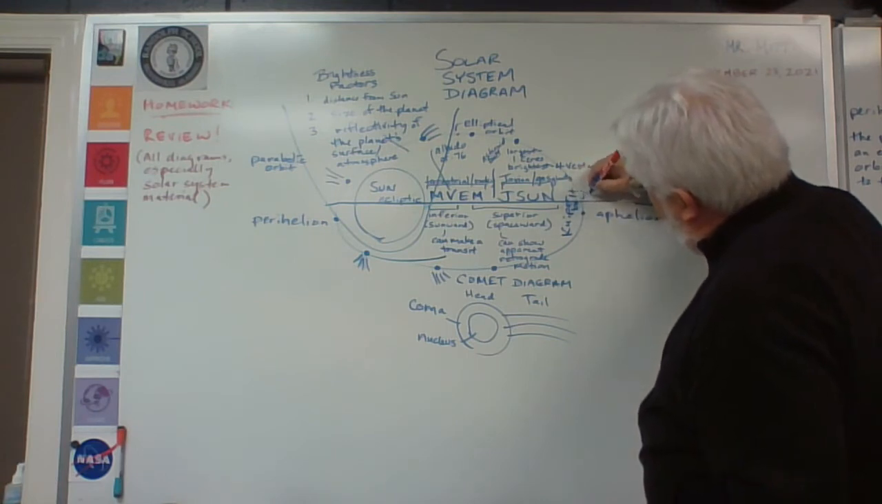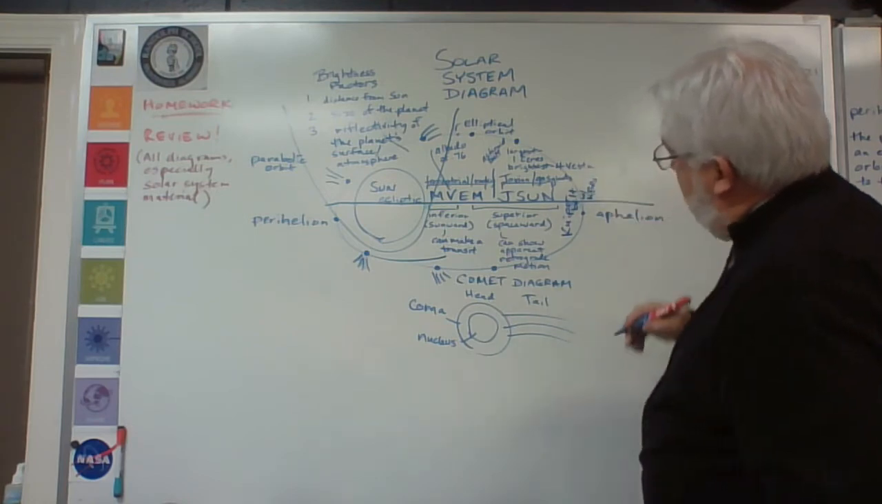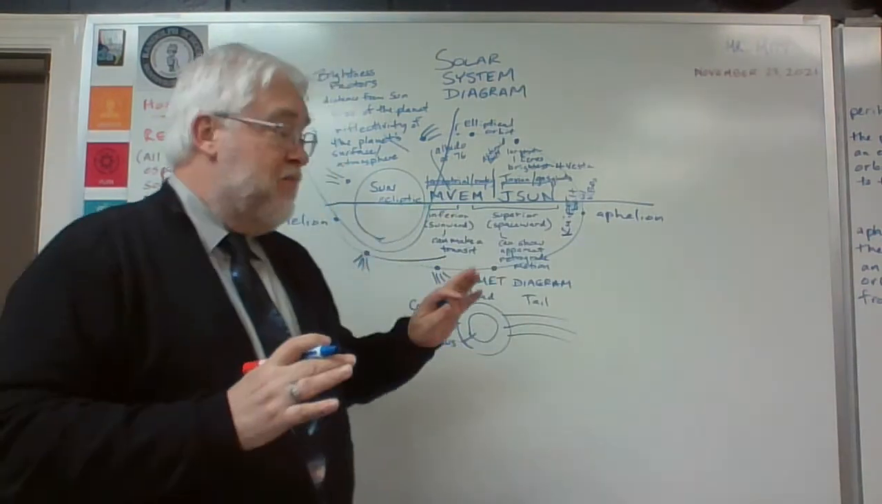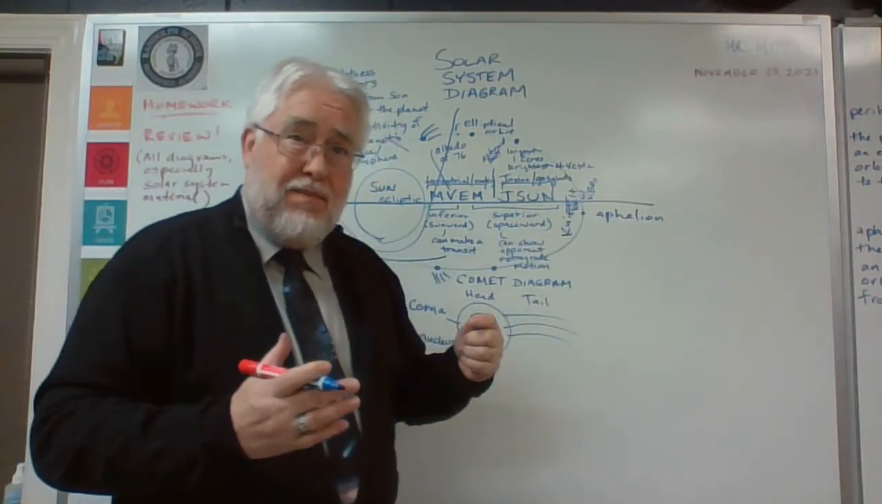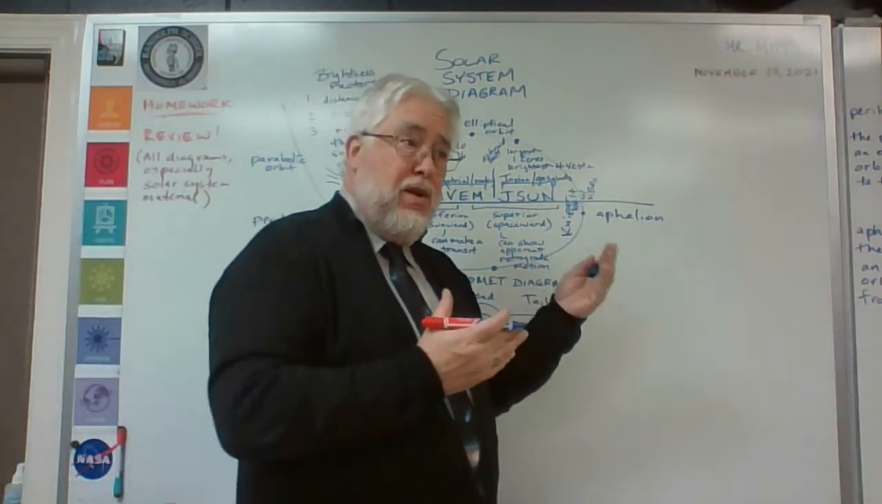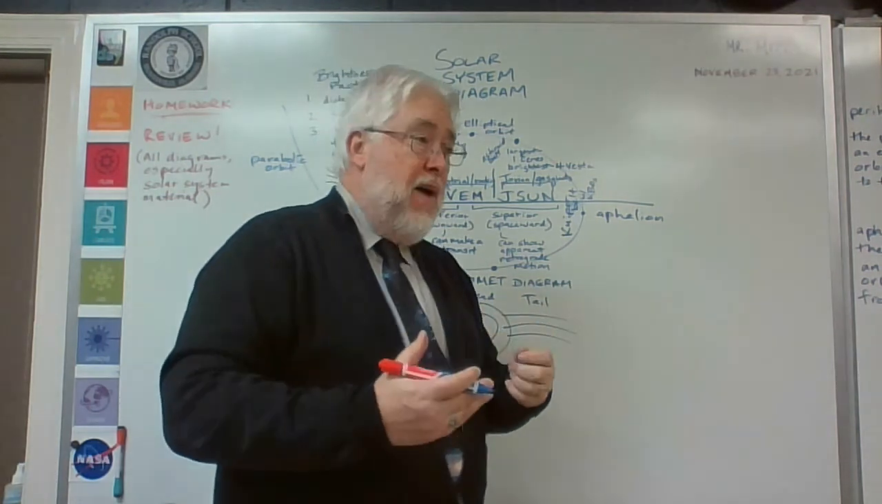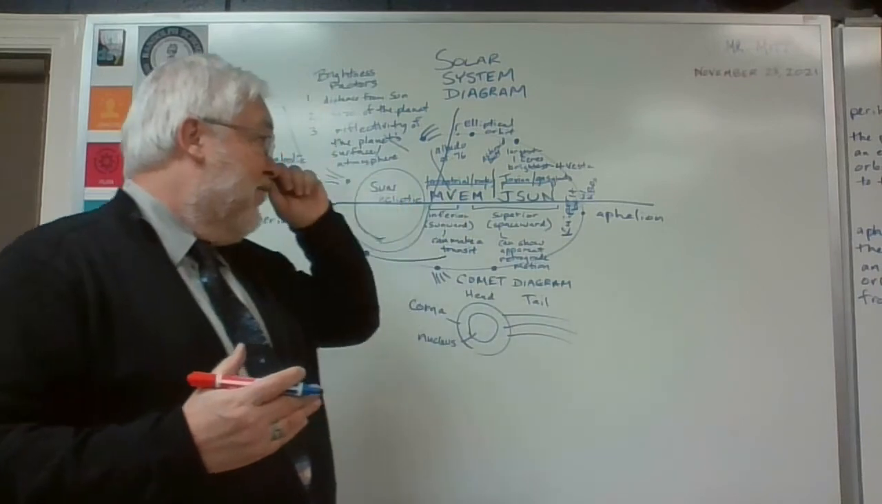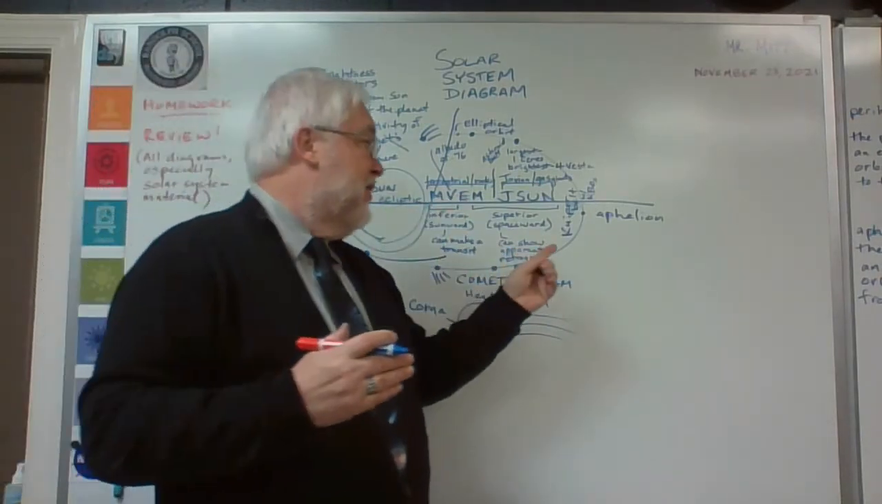And we're saying with KBOs, Kuiper Belt objects. The Kuiper Belt is beyond Neptune. This is the place that we find Pluto, Makemake, Haumea, quite a few other dwarf planets out there. These are all Kuiper Belt objects.